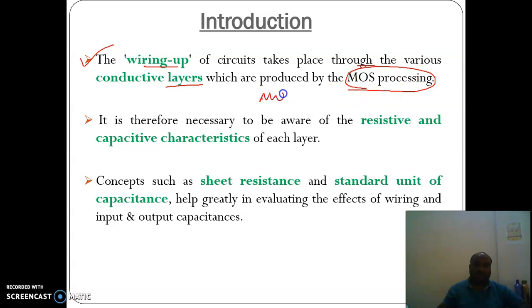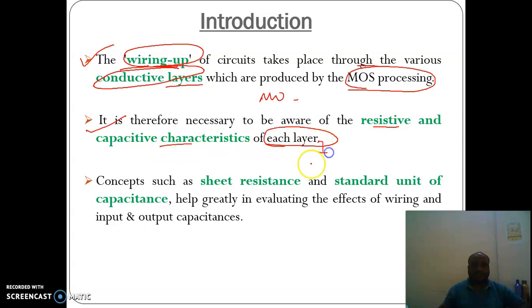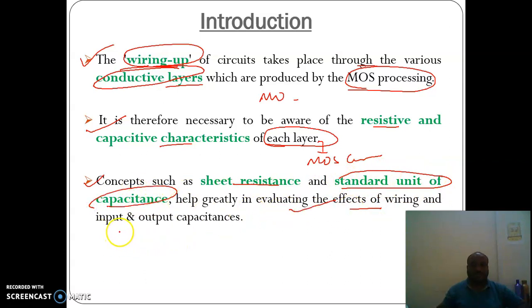So in a MOS circuit, wiring up is not like discrete element wiring, but is done through conductive layers. Therefore, one should be aware of the resistive and capacitive characteristics of each layer that is being used for a MOS circuit. Concepts such as sheet resistance and the standard unit of capacitance help greatly in evaluating the effects of wiring and input and output capacitances.